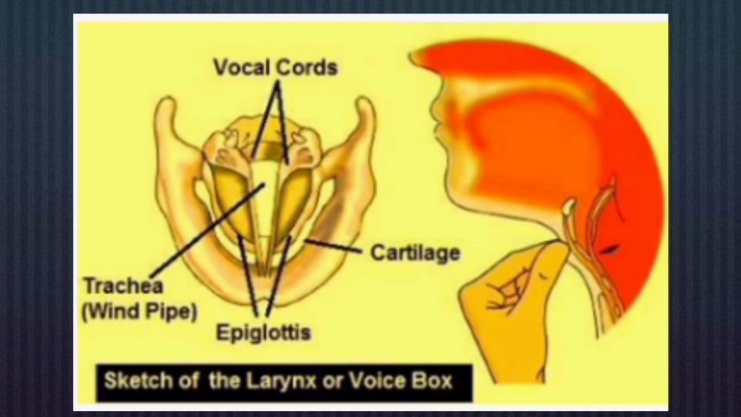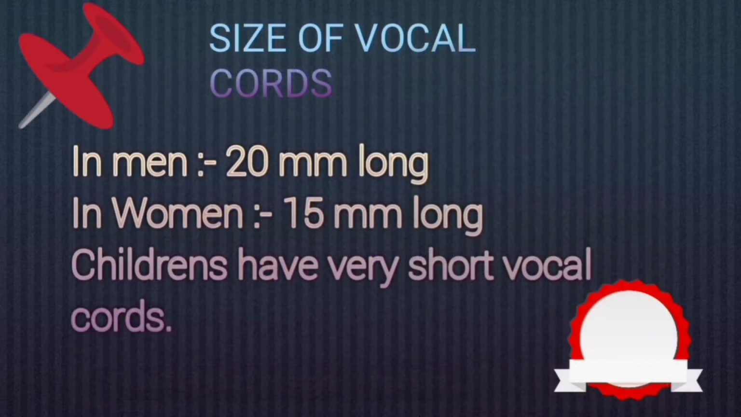As you can see, a pair of vocal cords, epiglottis, trachea or windpipe, and cartilage. Now let's see the size of vocal cords. The size of vocal cords of a man is normally 20 mm long. The size of vocal cords of a woman varies from 13 to 15 mm long. In children, they are very small.